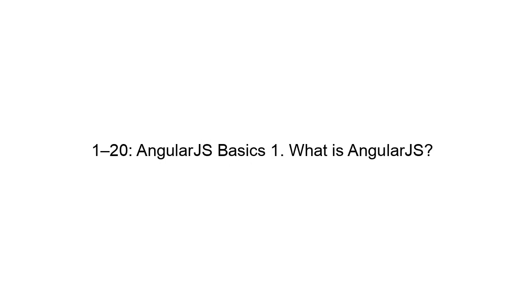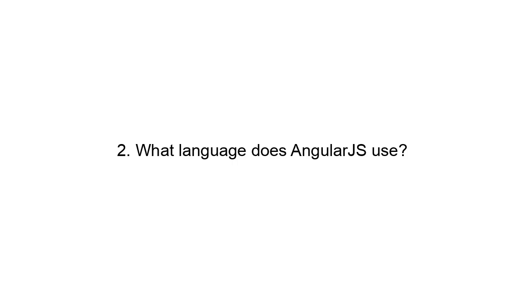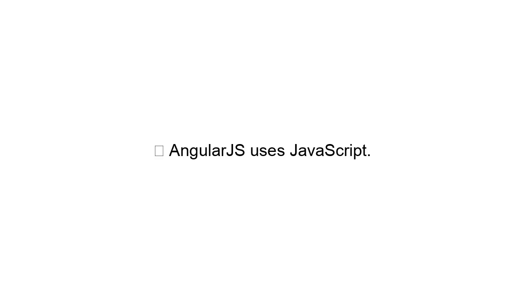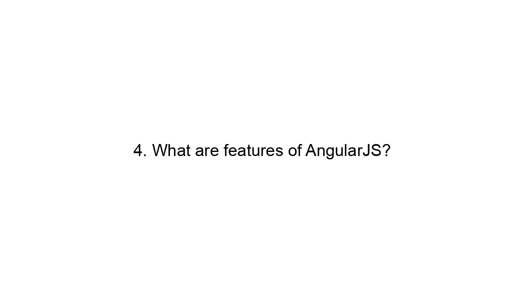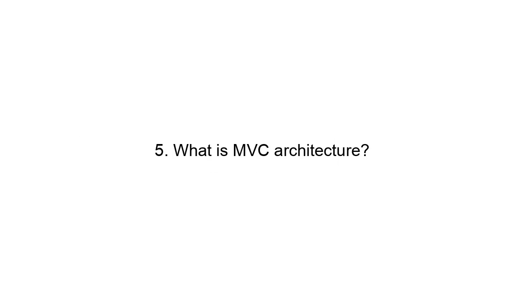1 to 20. AngularJS Basics. 1. What is AngularJS? AngularJS is a JavaScript front-end framework developed by Google for building dynamic single-page applications. 2. What language does AngularJS use? AngularJS uses JavaScript. 3. What is SPA? Single-page application dynamically updates content without full-page reloads. 4. What are features of AngularJS? Two-way data binding, dependency injection, MVC architecture, directives. 5. What is MVC architecture? Model, view, controller application structure.